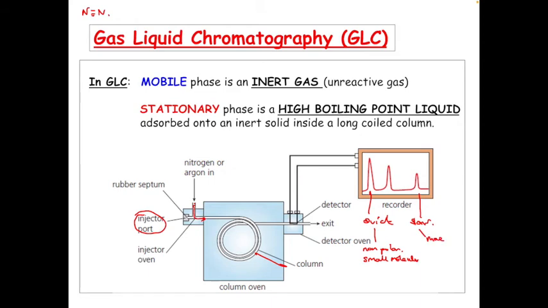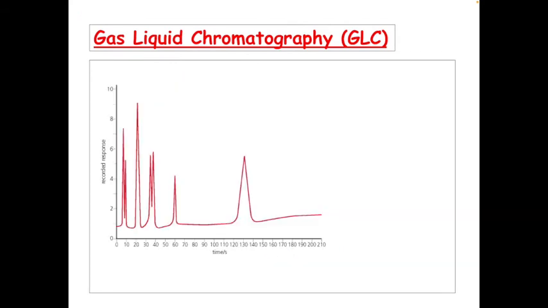These ones would be more polar or large. Okay, so that just gives you, obviously the ones that are taking longer to come out, because this is time along here. So the quick ones are obviously near the start and the slow ones are near the end. So here we go, this is an example of this.